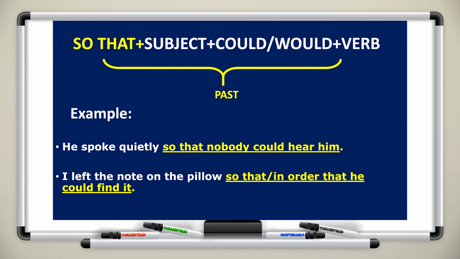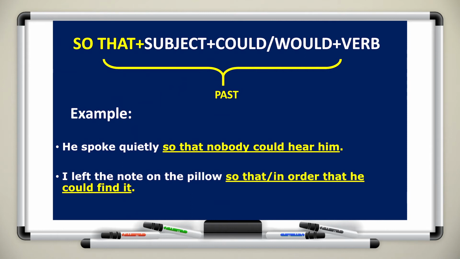Or I will give her a key so that she will get into the flat at any time. Now, if you decide to use in order that, not in order to, in order that follows the same rule as so that. You have to follow it with the subject, could, and the verb. Not the same as so, in order to. Let's look at more examples.